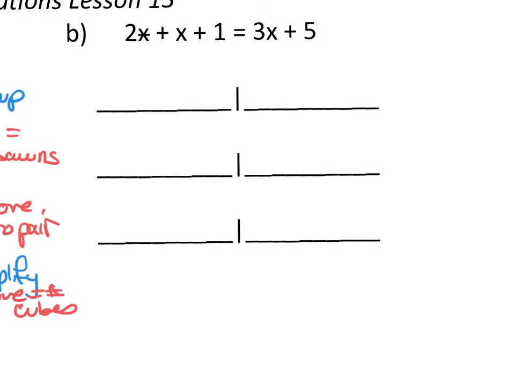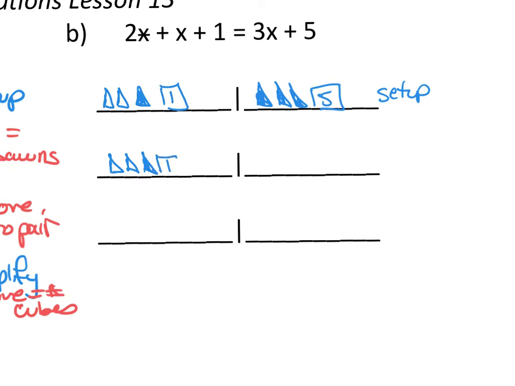This guy is somewhat more complicated. We've got 2 star, which is 2 white pawn, plus x, which is blue pawn, plus 1. And on the other side, we have 3 blue pawns and a 5. And this is the setup. Now we do have to reset before we do anything. And then we have to decide what it is we want to do.